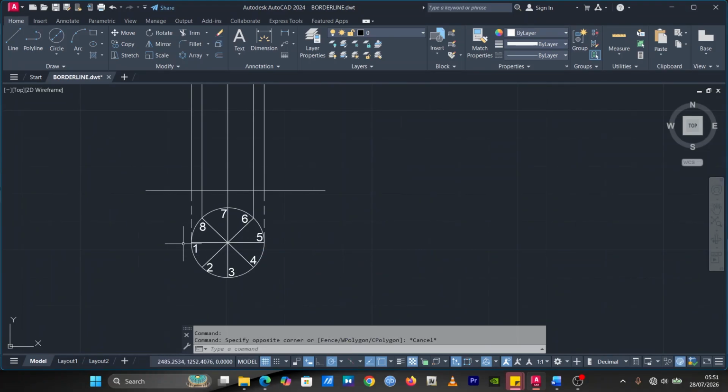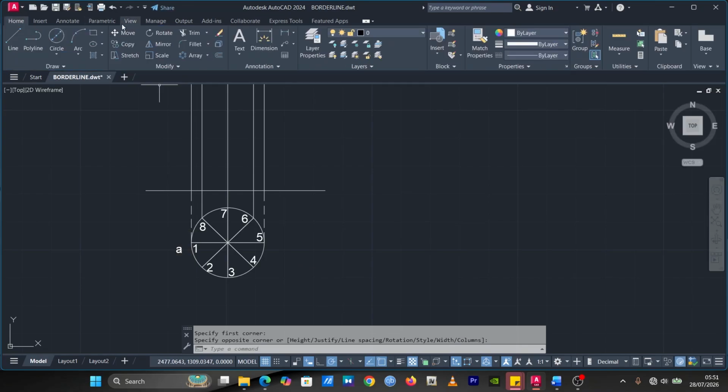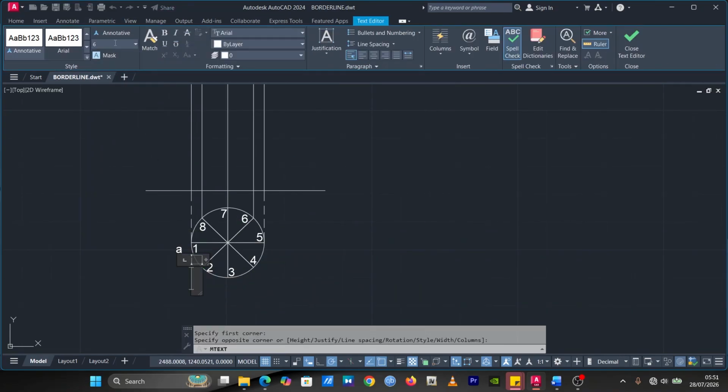Good. So now we are going to label each side with an alphabet. So we go again, use the same font size, which is 3. Put A. Use here again. B.